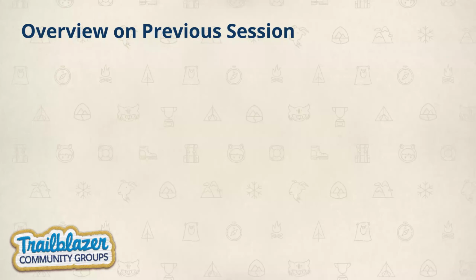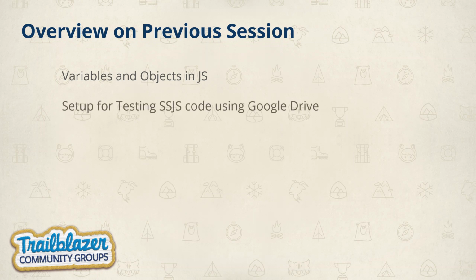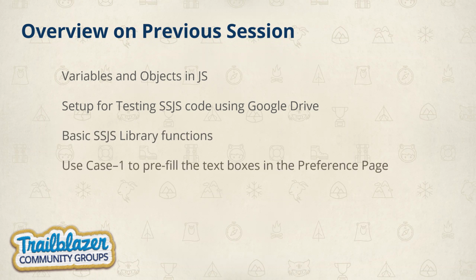I'll just give you an overview of the previous session. Previously we discussed variables and objects in JavaScript, and also the properties or functions of a JavaScript object. Then we did a setup for testing our SSJS code with the help of Google Drive, and went through some of the SSJS library functions. We also covered use case number 1, where we pre-filled some text boxes in a preference page depending on the subscriber key. So that was the previous session.